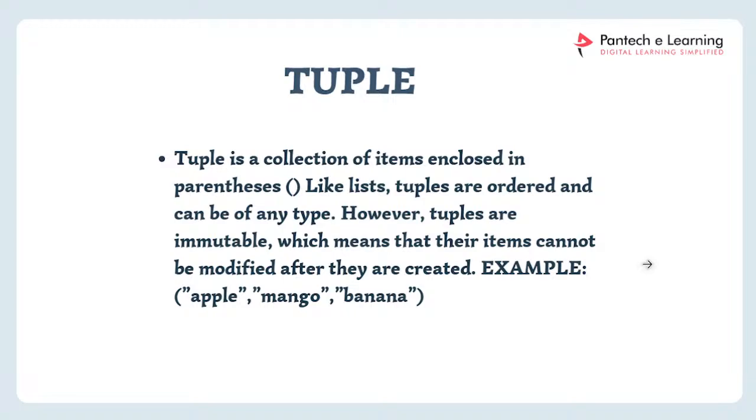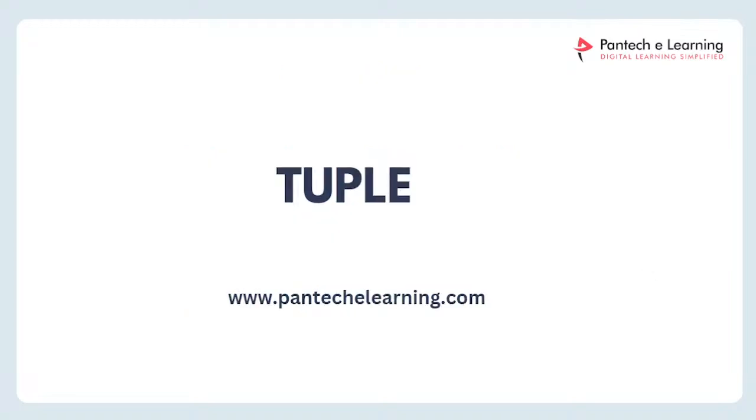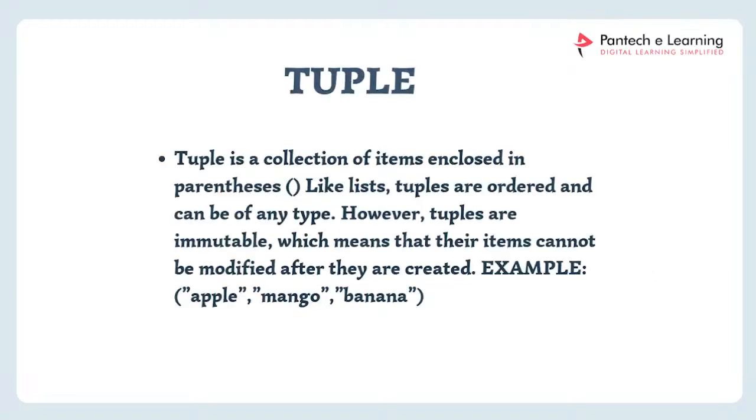So next we are entering into the next data structure, that is tuple. Okay, tuple is a collection of items enclosed in parentheses. The tuple is the same as a list. So there is not much difference between a tuple and a list. Okay. A list is a collection of items enclosed within square brackets, but a tuple is in parentheses. Okay.